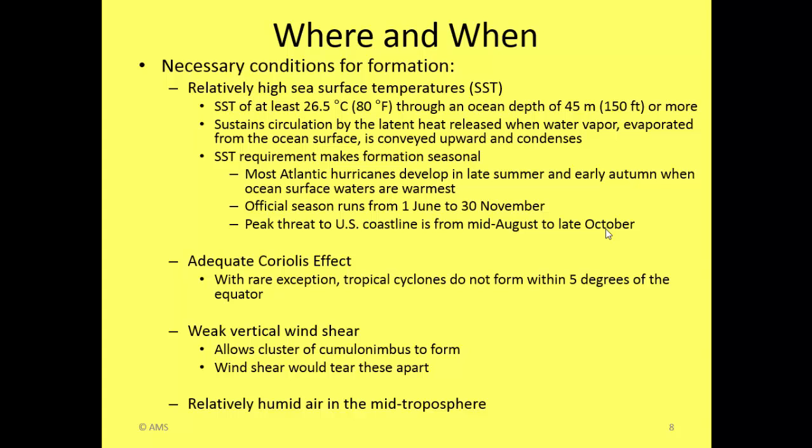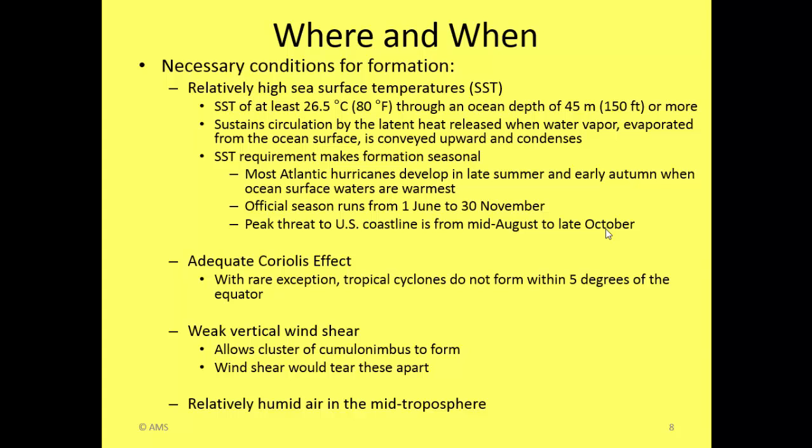Sea surface temperatures, in terms of when the season's going to be, when we have the right sea surface temperature: most Atlantic hurricanes develop in the late summer into early autumn. Late summer because it takes a while for the sea surface temperature to reach these relatively high temperatures. So it's going to be later on in the summer.